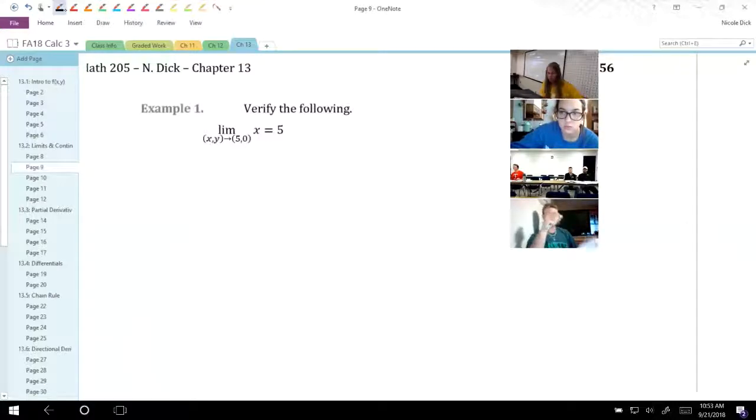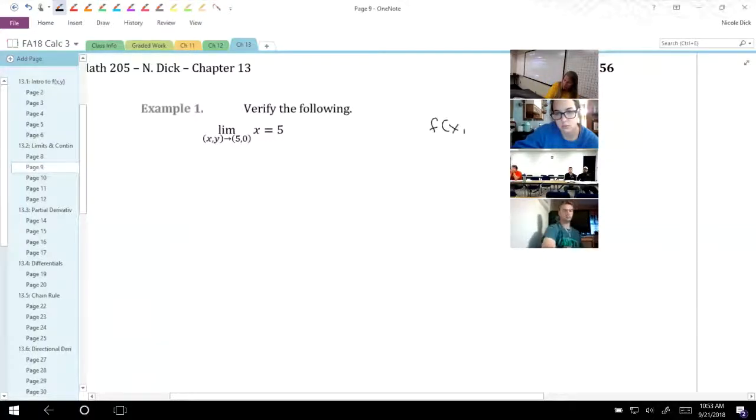All right, so here's the situation. We want to verify the following. We are given that our function is this here. Okay, which remember I was saying z, but basically our function is just x. Okay, that's the function we're working with.